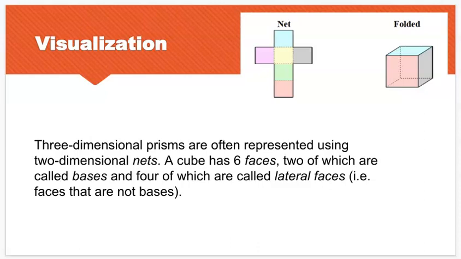So first, let's look at visualizing and understanding what a net is. You can have three-dimensional prisms, and they're often represented using two-dimensional nets. A cube has 6 faces, 2 of which are called bases, and 4 of which are called lateral faces. In other words, faces that are not bases.